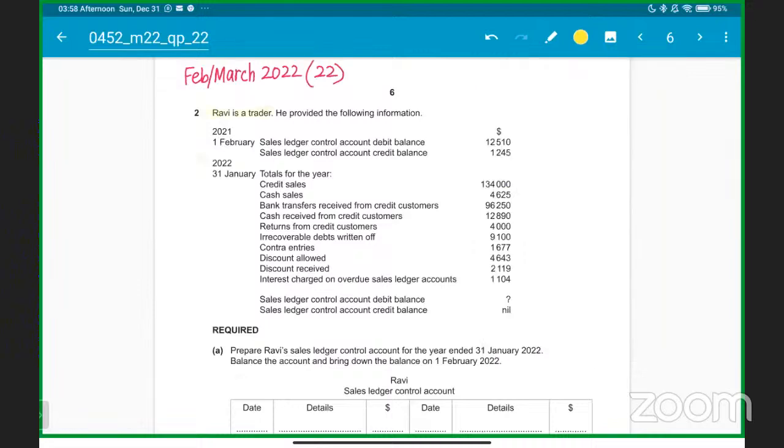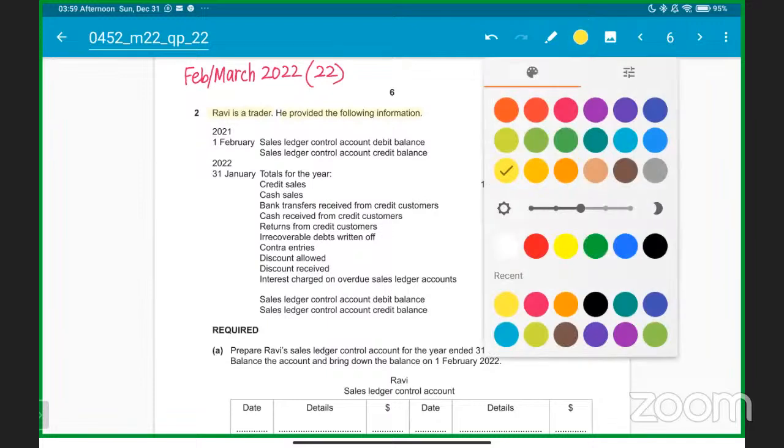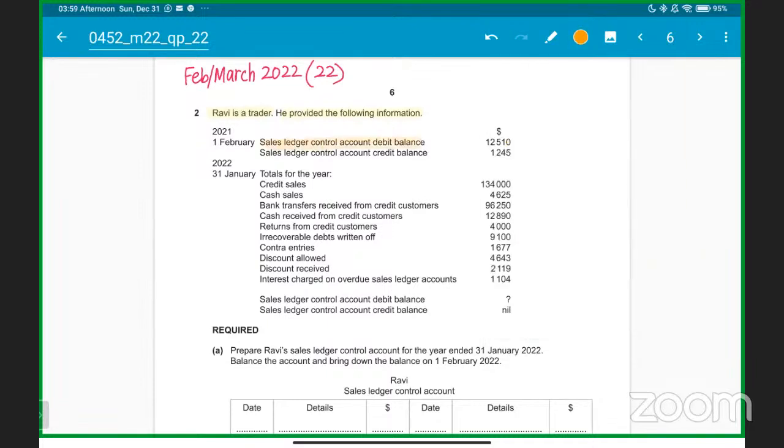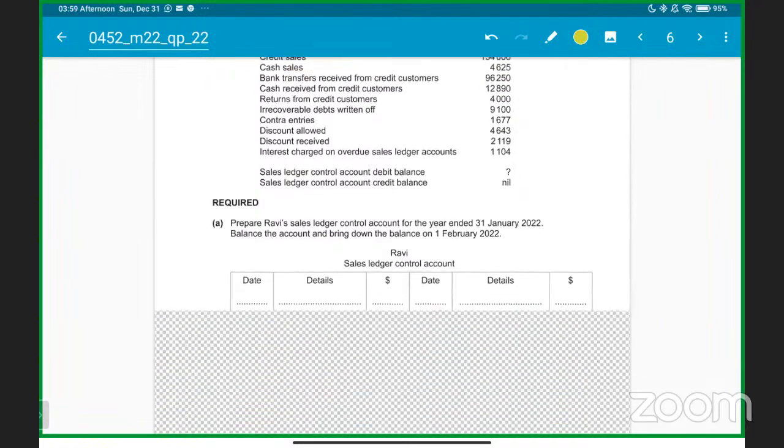So there is Ravi, who is a trader. He provided the following information: sales ledger control account debit balance and sales ledger control account credit balance. We have both the balances available, debit balance and the credit balance, students.